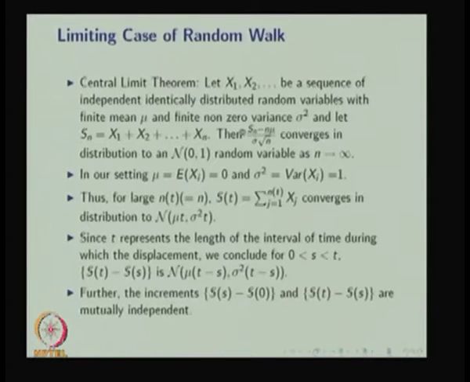Now we are using the central limit theorem. Let x1, x2, ... be a sequence of independent, identically distributed random variables with finite mean mu and a finite non-zero variance sigma square, and let Sn be the sum of the first n random variables. Then Sn minus its mean, divided by its standard deviation, converges in distribution to the normally distributed random variable with mean 0, variance 1.